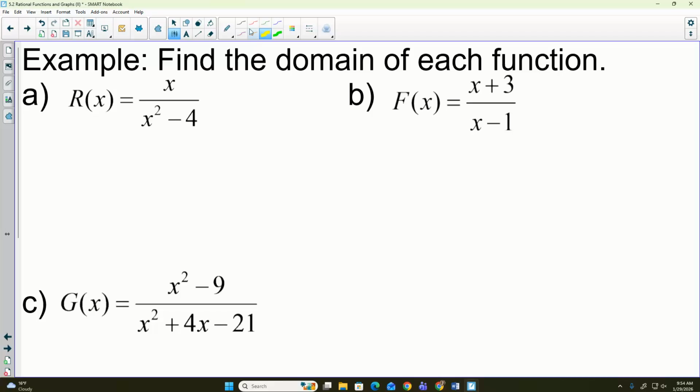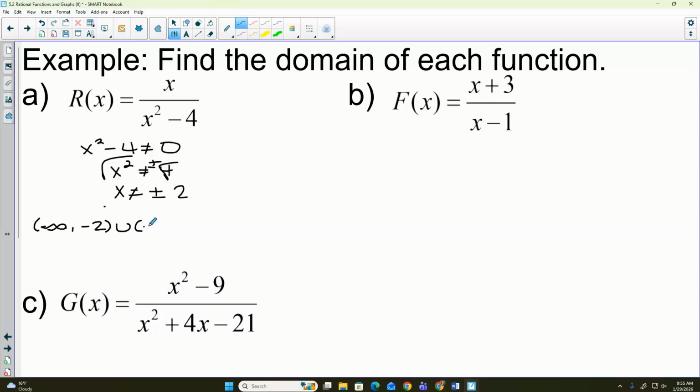So, first, recap from yesterday. Domains. How do we find the domain? We say the denominator can't equal 0. Square root, plus or minus, so x can't be positive or negative 2. If you wrote the interval, it's everything but that. Negative infinity to negative 2, union negative 2 to 2, union 2 to infinity.